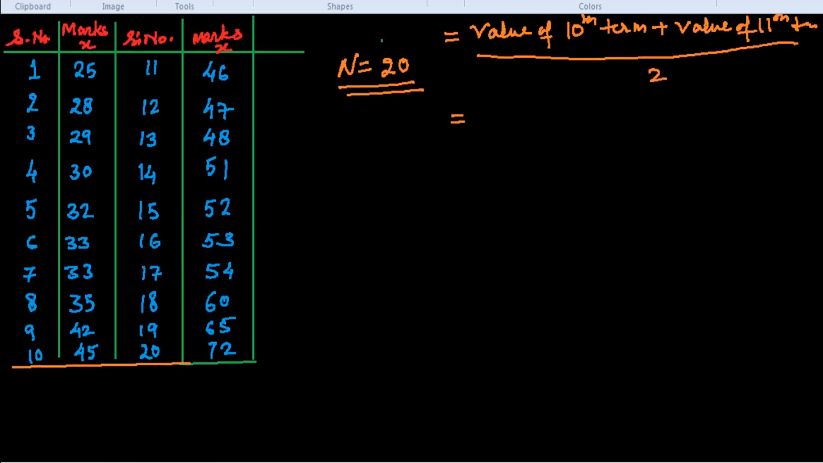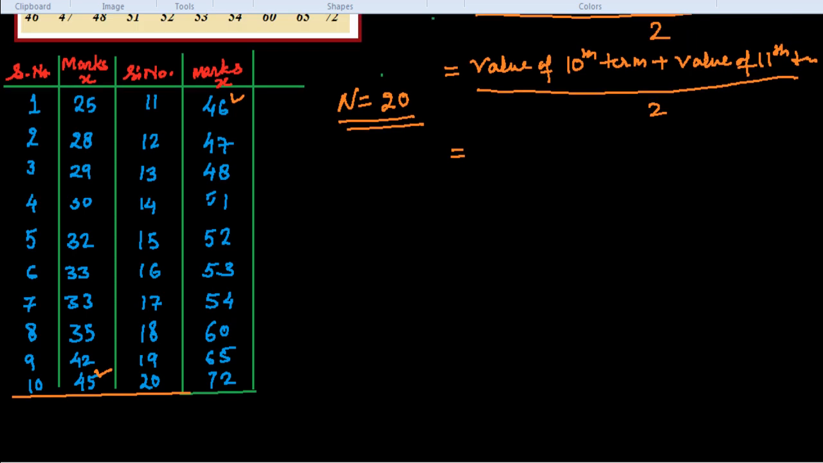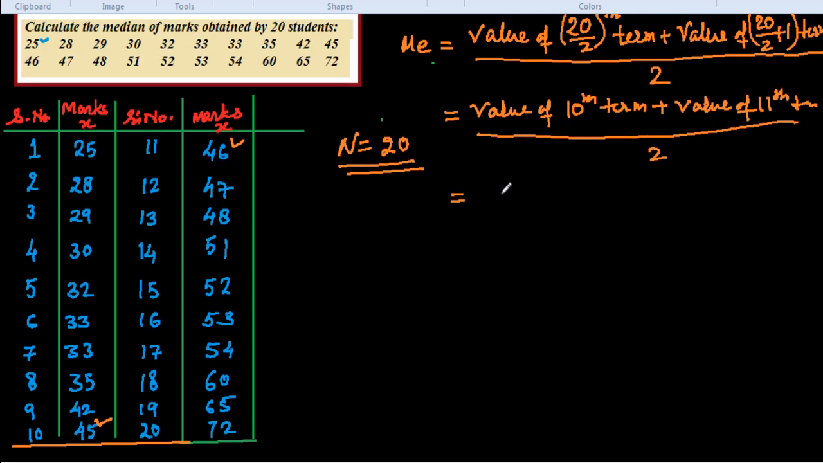So let's take a look at this. The value of the 10th term is 45 and the value of the 11th term is 46. We have to put 45 plus 46 over 2, which is equal to 91 over 2, which is equal to 45.5 marks.